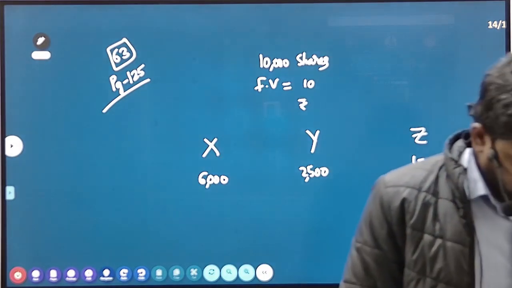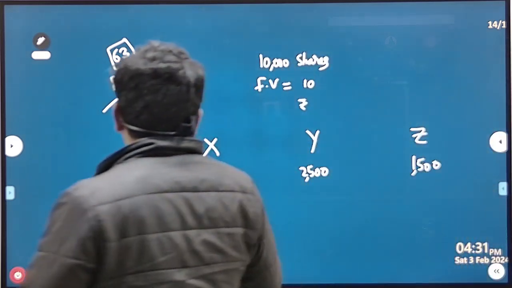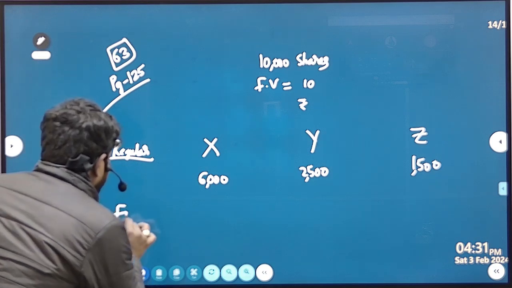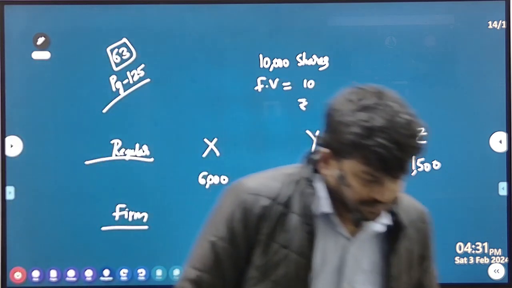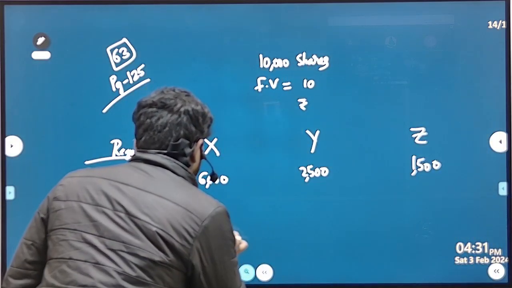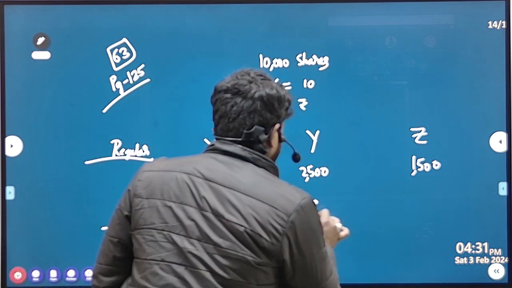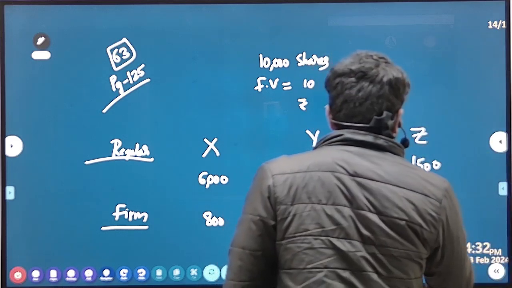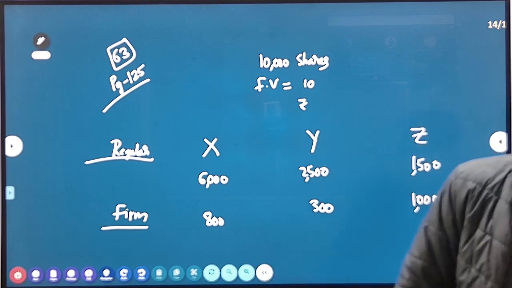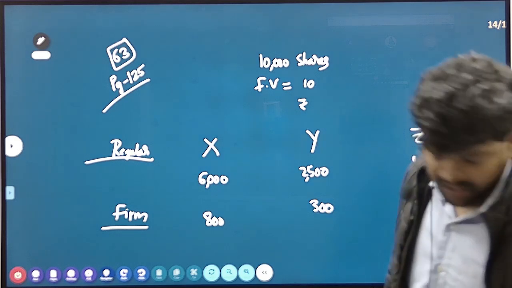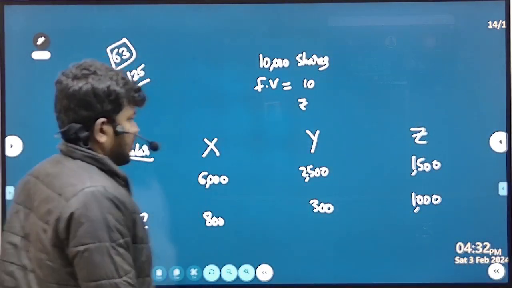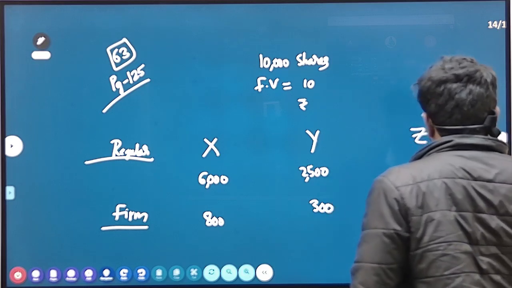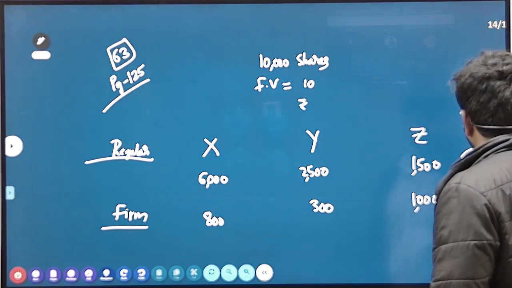In addition, there were firm underwriting as follows. This is called firm underwriting, as distinct from regular underwriting. How much is the firm underwriting? X 800 shares, Y 300 shares, Z 1000 shares. Total how much? 800, 300, 1000: 2100. Correct.